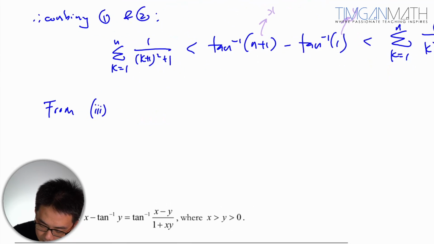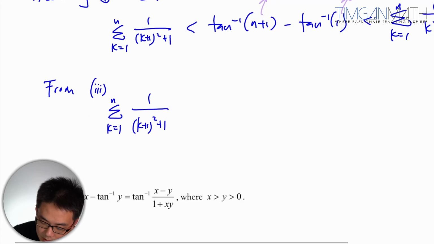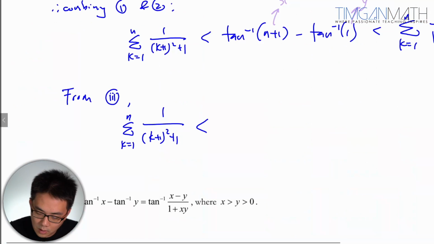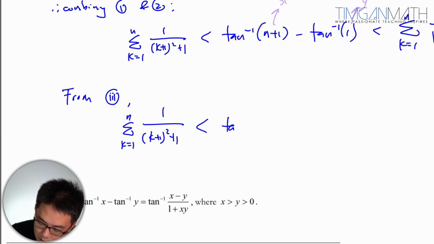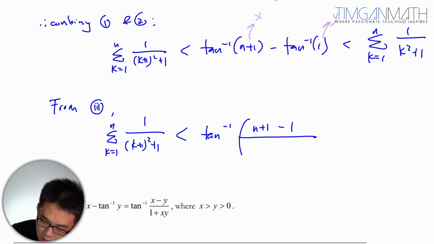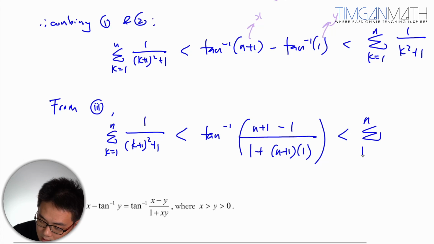This will just be n, k plus 1 square plus 1. So you just replace this as n plus 1. x is n plus 1, and y. And this part here will be tangent inverse x minus y over 1 plus xy. So n plus 1 minus y over 1 plus n plus 1 times 1. Alright, so this is pretty okay. I think once this is done, it's pretty straightforward, right?